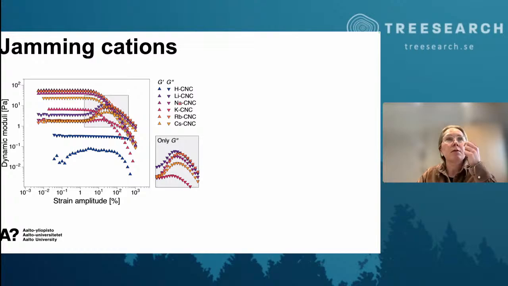There's also some, let's say, weak strain overshoot here in this strain amplitude region, which then reflects the network properties of the material. So here we can say that we have altered the rheology. It does not seem to follow, or it did not seem to follow, the order, for example, of the size of the cation, rather than just grouping with a cation modified and non-modified to two different groups.